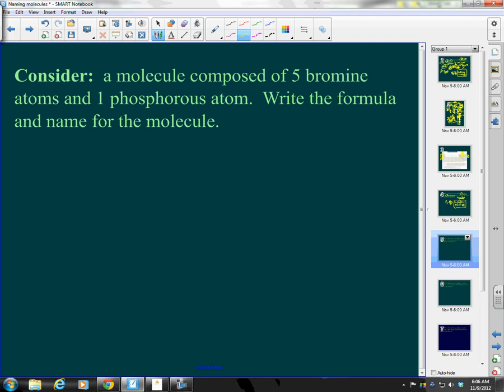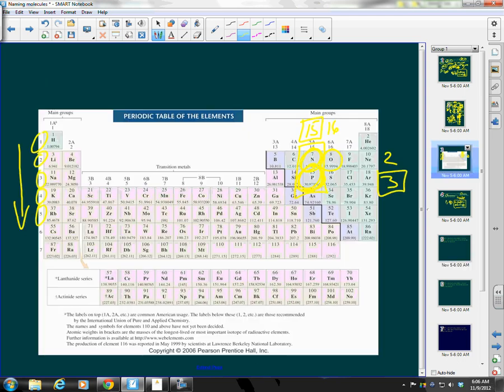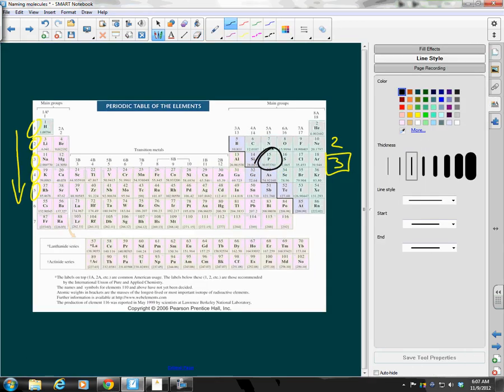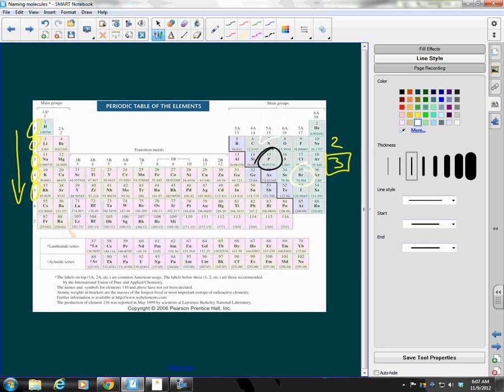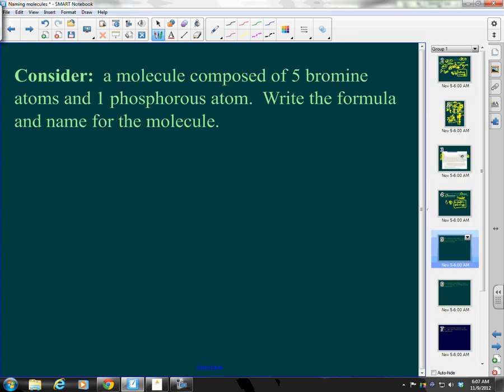I have one molecule composed of 5 bromine atoms and one phosphorus atom. Okay, phosphorus, we know where phosphorus is. Phosphorus is right here. I'm gonna have to change my color. And bromine is right here. So which is in the lower group? Phosphorus is in the lower group, meaning phosphorus will go first. So I'm going to put a P here and a Br here.